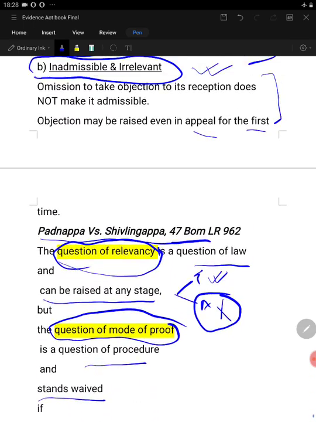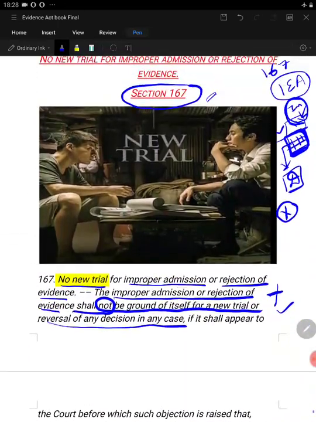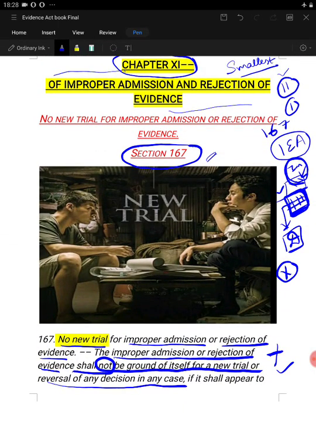So that's all, friends. What Section 167 says is that there will be no new trial just because some evidence was improperly taken or rejected, provided that in spite of those evidences, the decision would have been the same.